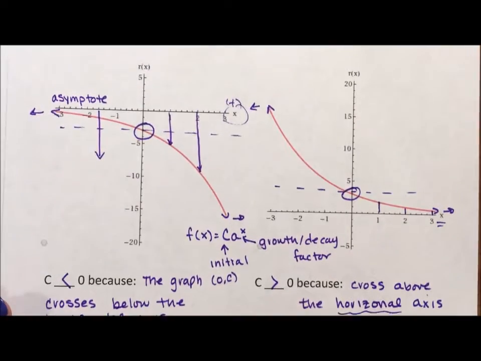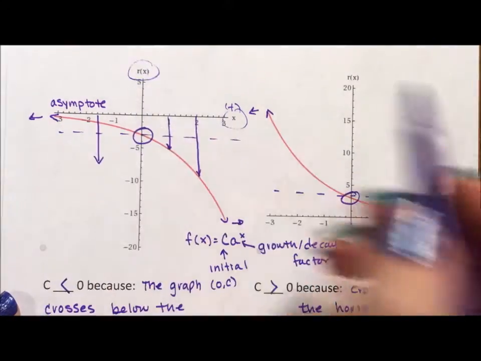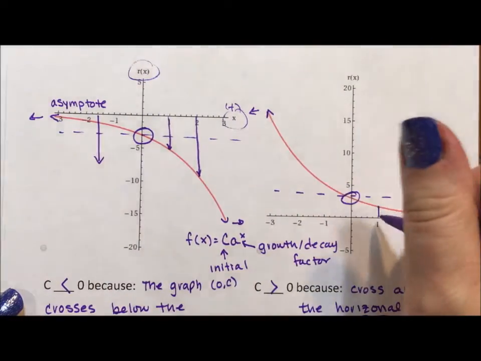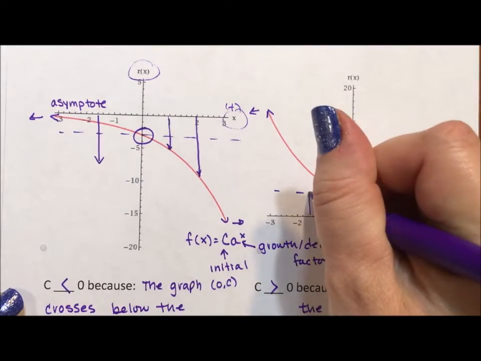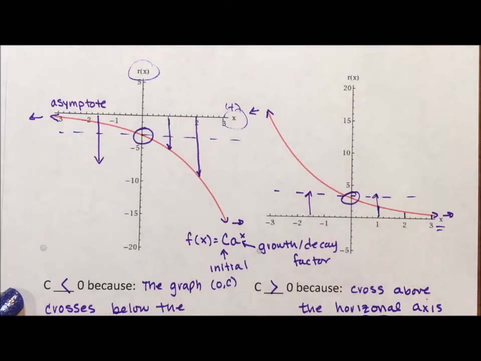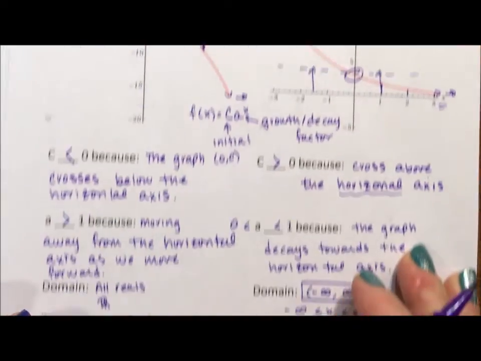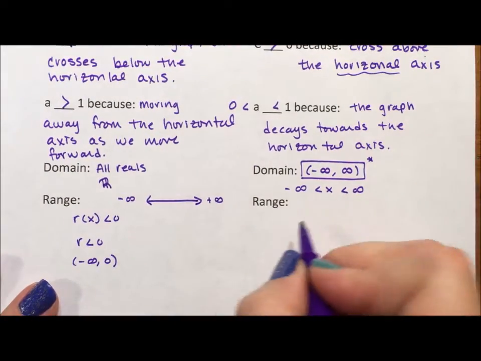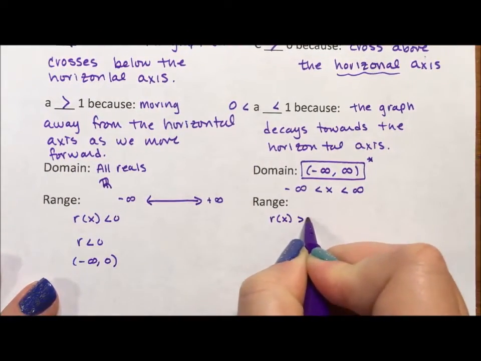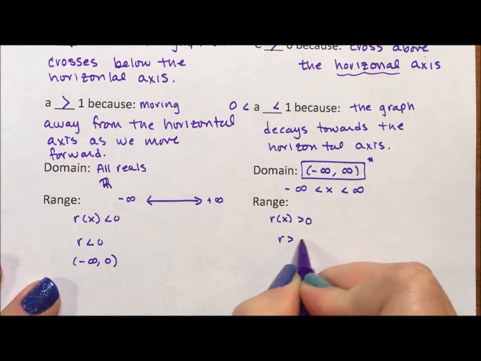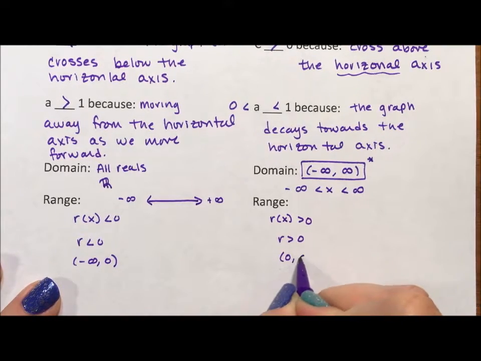Okay, for my next graph, and you can see this is where I got that r of x from, this graph is bound to be above that asymptote. So we're going to do the same thing, but this time we're either going to say r of x is greater than 0, or 0 to infinity.